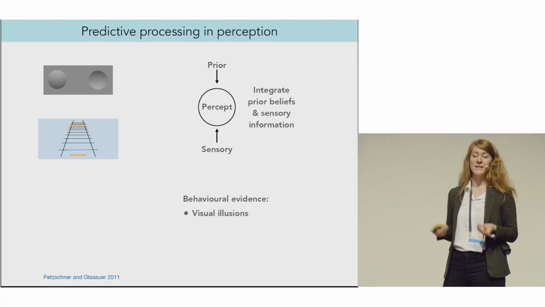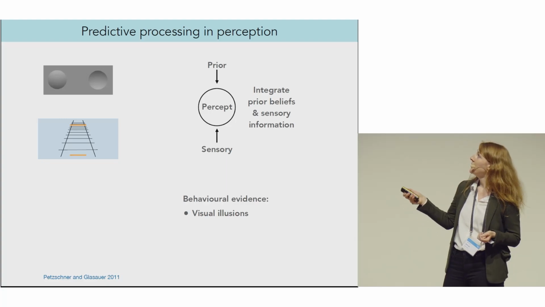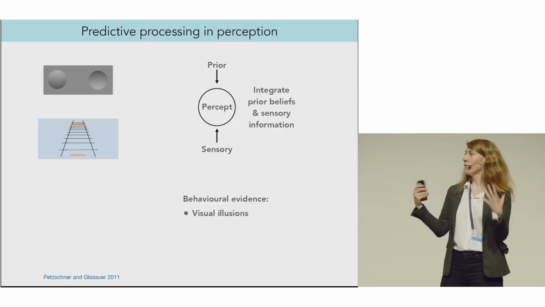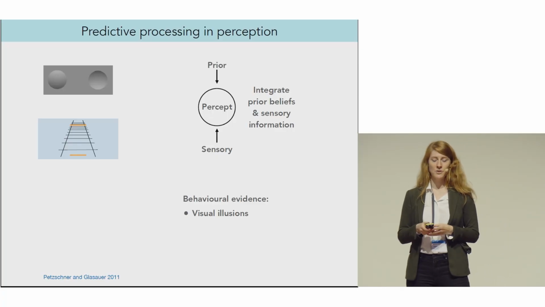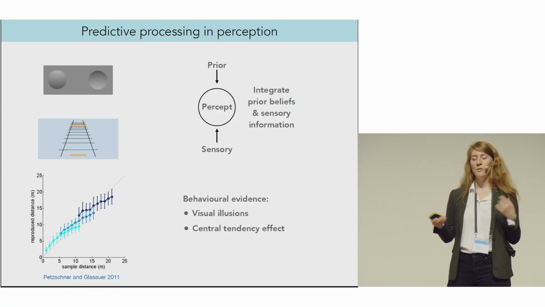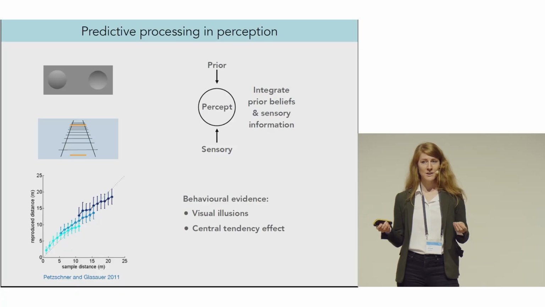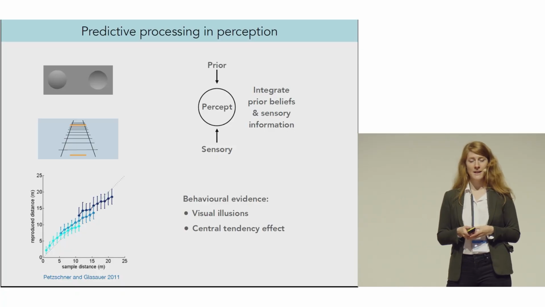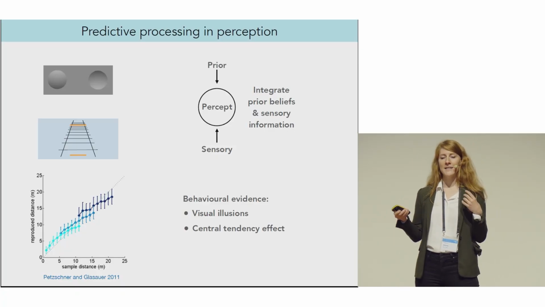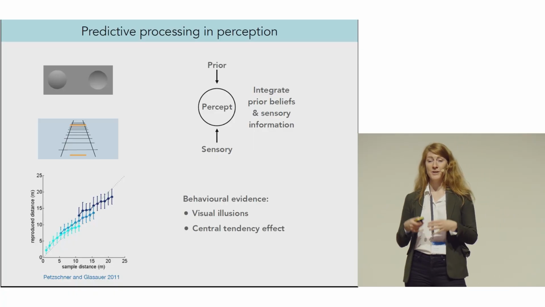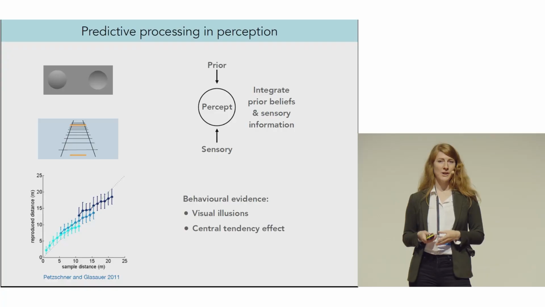Another visual illusion is the Ponzo illusion, where we perceive the top orange bar as being larger than the bottom orange bar because of the train tracks that introduce a perception of depth. And finally, in many perceptual tasks, we observe something called a central tendency effect, or also referred to as contraction bias, which refers to the effect that the perception of a stimulus is biased towards the mean of previously observed stimuli or towards a prior belief.